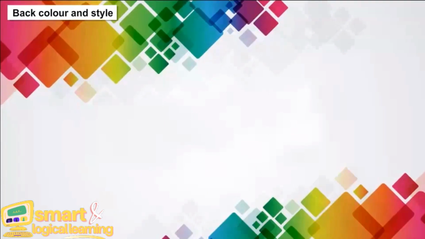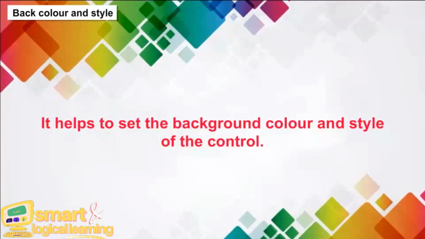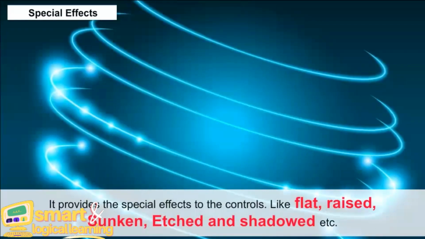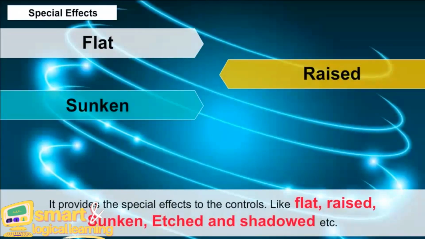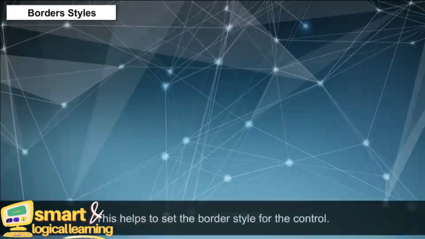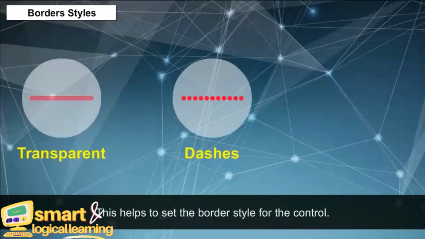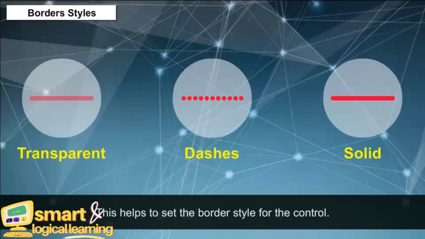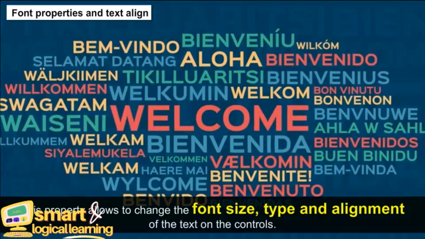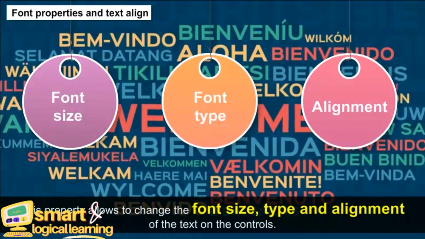Back color and style. It helps to set the background color and style of the control. Special effects. It provides the special effects to the control, like flat, raised, sunken, etched, and shadowed, etc. Border styles. This helps to set the border style for the control, like transparent, dashes, solid, etc. Font properties and text align. This property allows to change the font size, type, and alignment of the text on the controls.